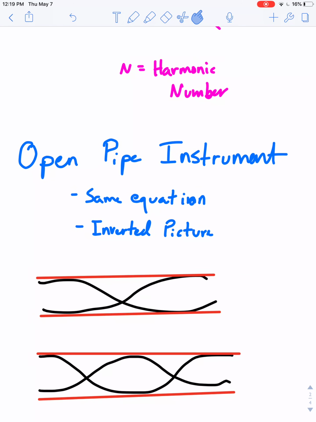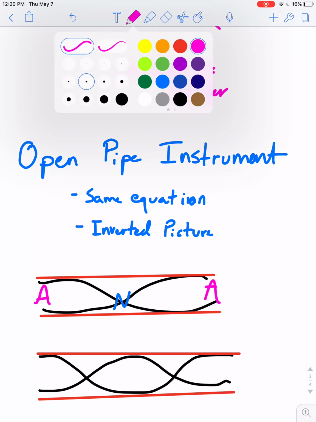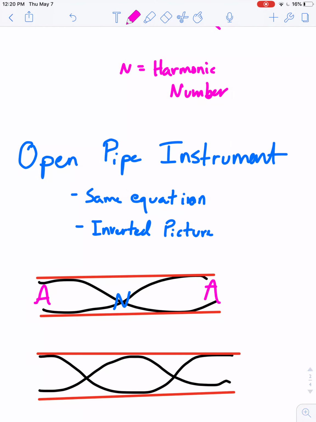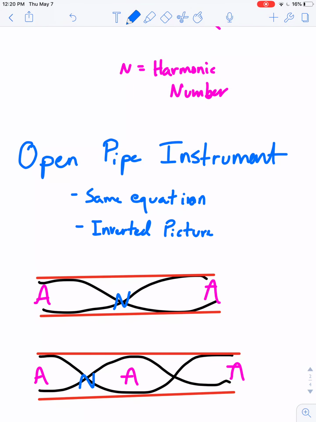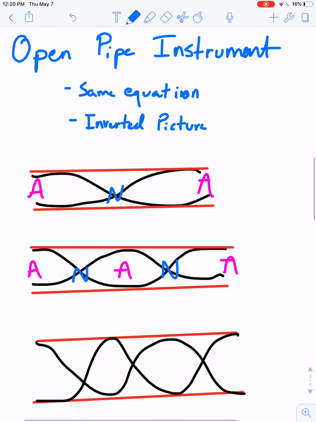In an open pipe, it's flipped. We have a node in the middle and 2 antinodes at the ends of the pipe. For our second harmonic in an open pipe, we have antinodes at the ends and 1 in the middle, so 3 antinodes with 2 nodes. In our third harmonic, we have 3 nodes, 1, 2, 3, with 4 antinodes.